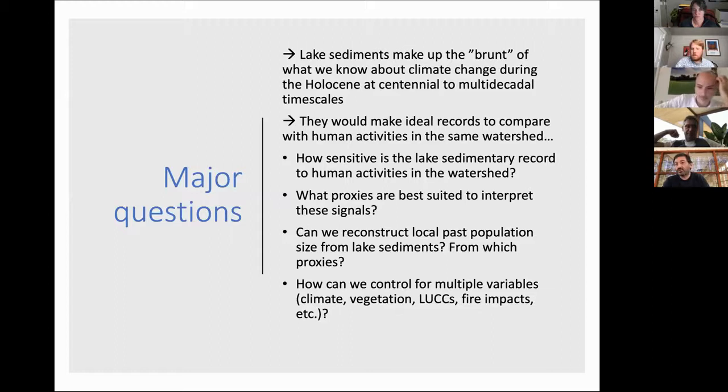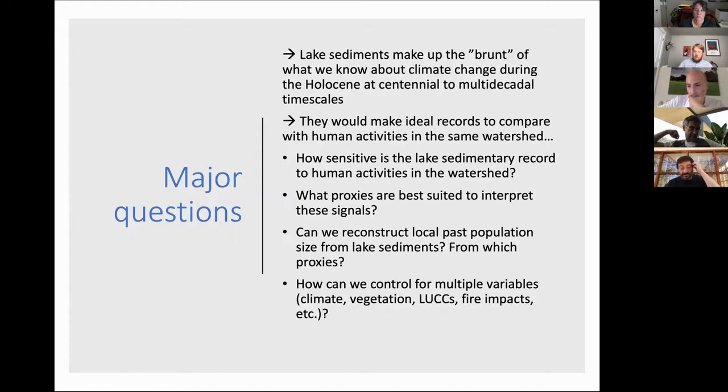And then the idea is, can we control for these multiple variables, right? So we have climate, vegetation, land use cover changes, fire impacts, et cetera. So is there any way to tease apart all these different variables that are integrated in a lake sedimentary record? So with that in mind, we started many years back.